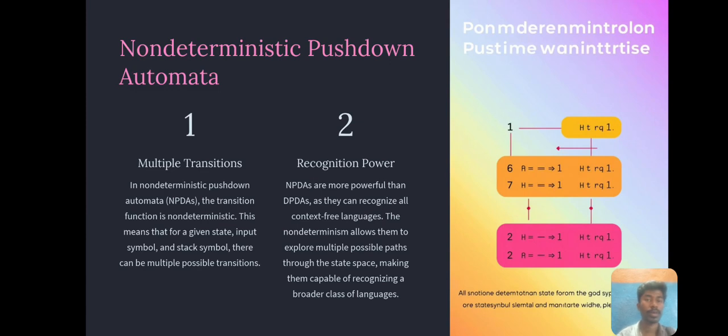Non-deterministic pushdown automata, multiple transitions and recognition power. In multiple transitions, in non-deterministic pushdown automata known as NPDA, the transition function is non-deterministic. This means that for a given state, input symbol and stack symbol, there can be multiple possible transitions. Second, NPDAs are more powerful than DPDAs as they can recognize all context-free languages. The non-determinism allows them to explore multiple possible paths through the state space, making them capable of recognizing a broader class of languages.